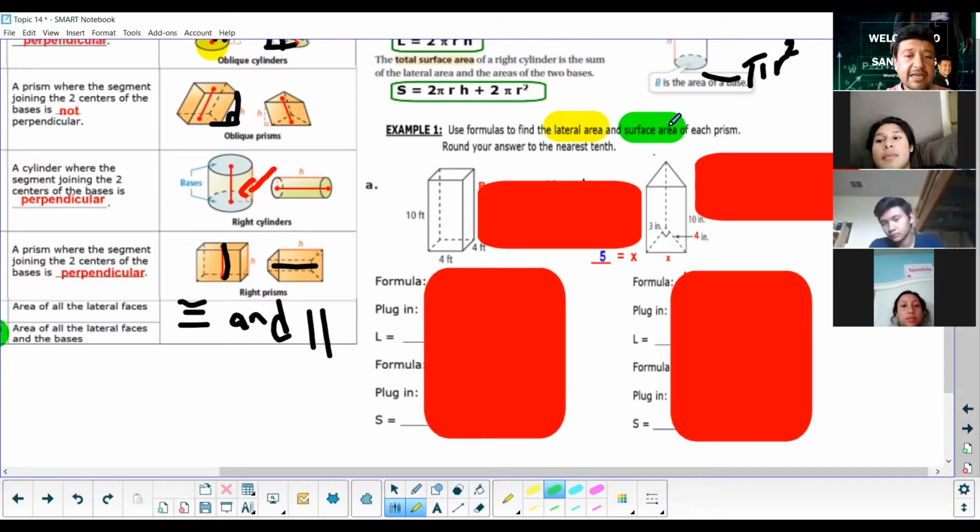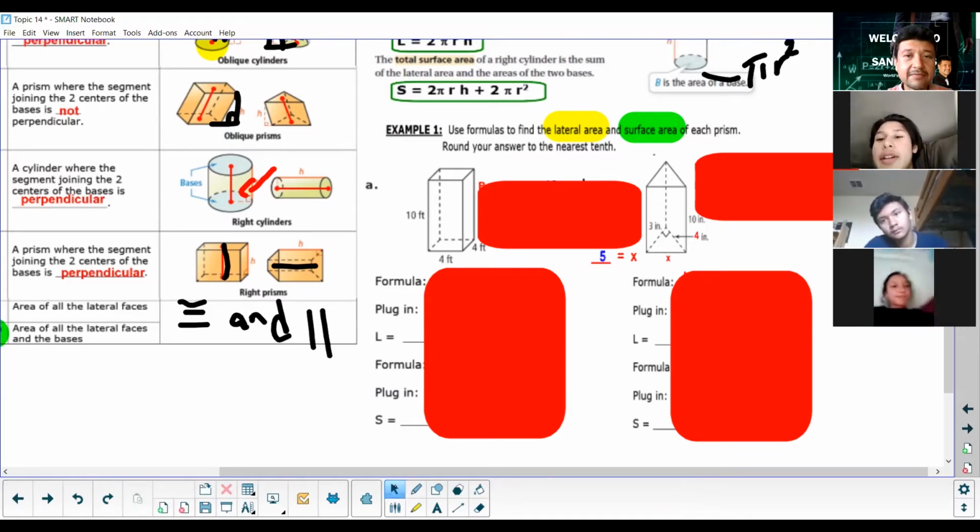Now, in this case, you could find lateral area. Like in this one, you find the lateral area and then you just add the 2. To find surface area, you add the 2 bases. But Maximus, how would I solve this one for number A? I mean, letter A? Yeah, for letter A.